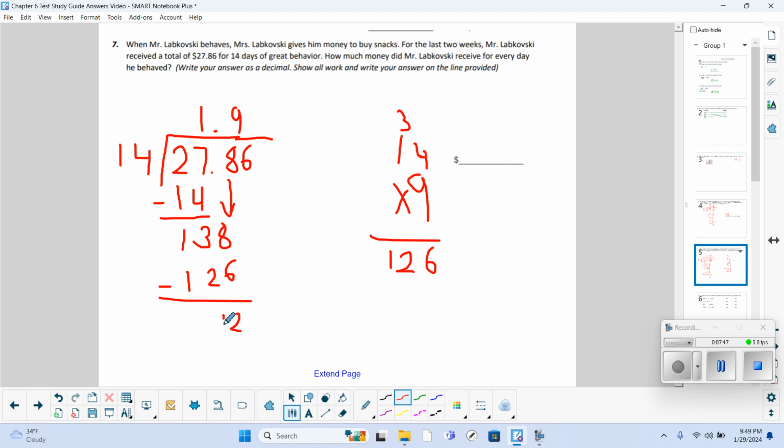3 minus 2 is 1. And I bring down the 6. That's a pretty familiar number. How many times does 14 go into 126? Well, we already figured that out over here. So once again, 9 times 14 is 126. My remainder is 0. So it's $1.99 per day for my good behavior. 14 days times 199. Yep, that's where I get that $27.86.